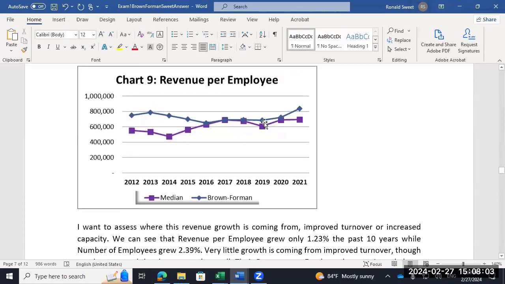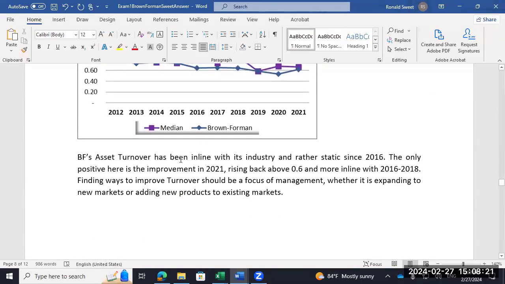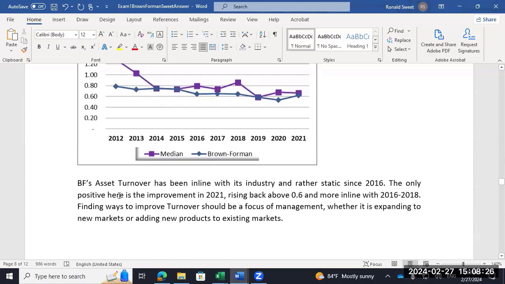When I see a firm on a trend, that gets me excited because in investing, that's what we're looking for. A firm that's been static and suddenly something's improved. That's pretty good. So they're finally back to where they were in 2013. That's not great, but at least they crossed that point. PF's asset turnover has been in line with this industry and rather static since 2016. The only positive here is the improvement in 2021, back up 0.6 and more in line with 2016-18. Finding ways to improve turnover should be a focus.